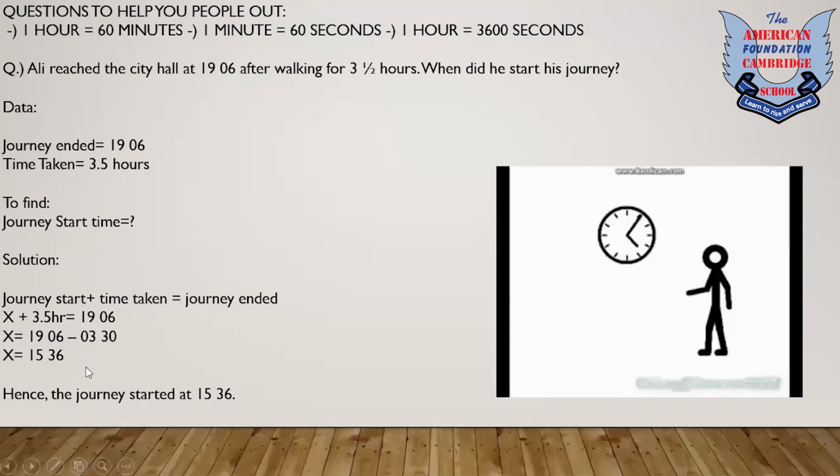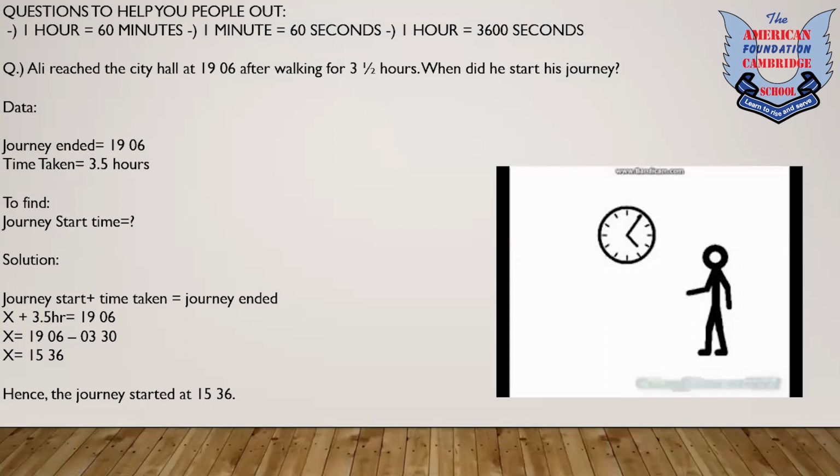Moving on. Okay, so here are questions to help you people out. 1 hour gives you 60 minutes, 1 minute gives you 60 seconds, and 1 hour gives you 3600 seconds. These are just general quantities you guys need to know whenever you're attempting any question related to time. So let's go for the question.